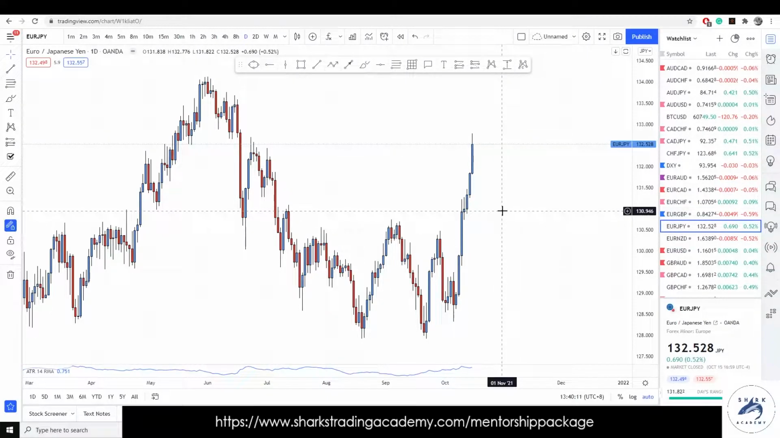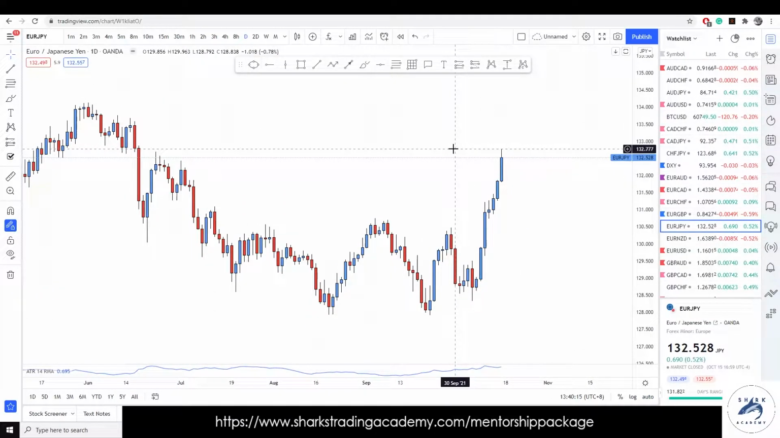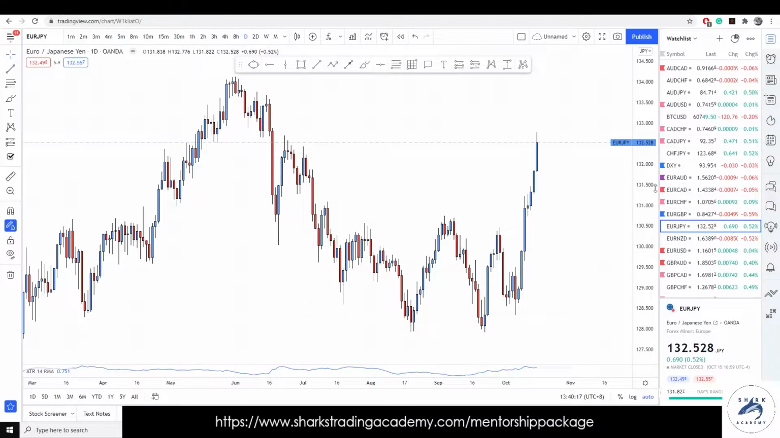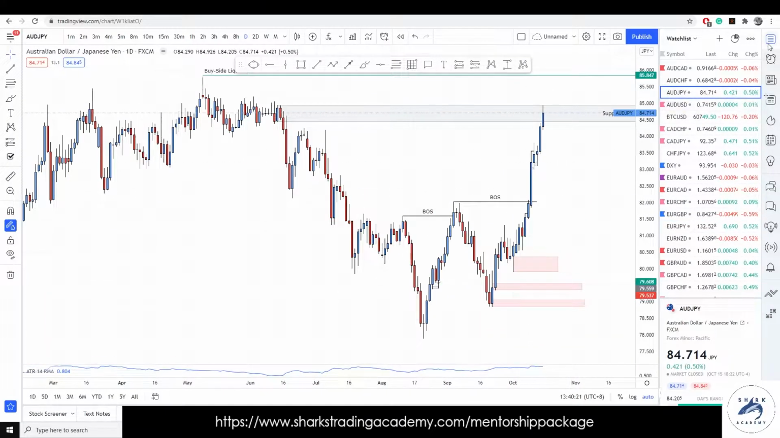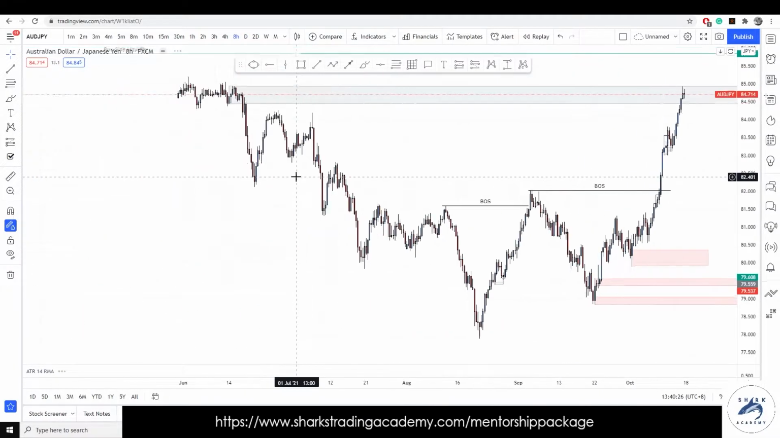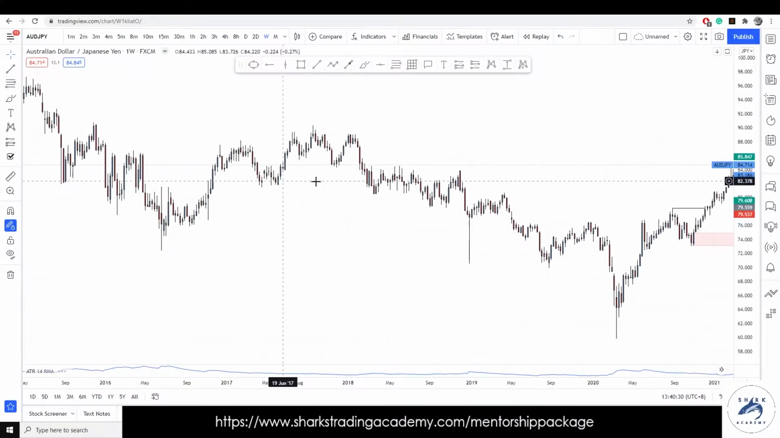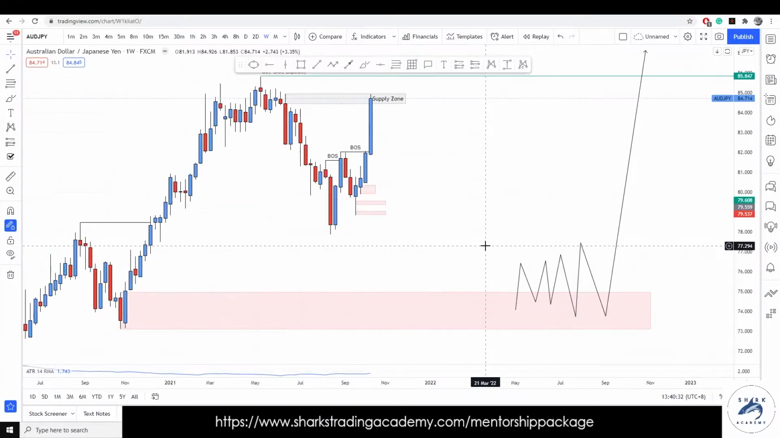And for today, we'll be going through the major pairs and I'll be looking at the daily time frame to begin with. So let's start off with the Aussie Yen. Okay, so you can see currently we are sitting on a supply area. Let me take a look. This should be a weekly supply area.